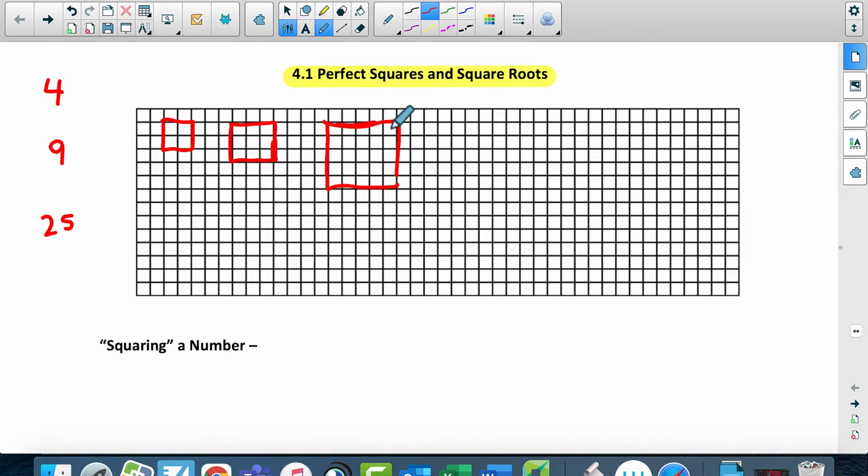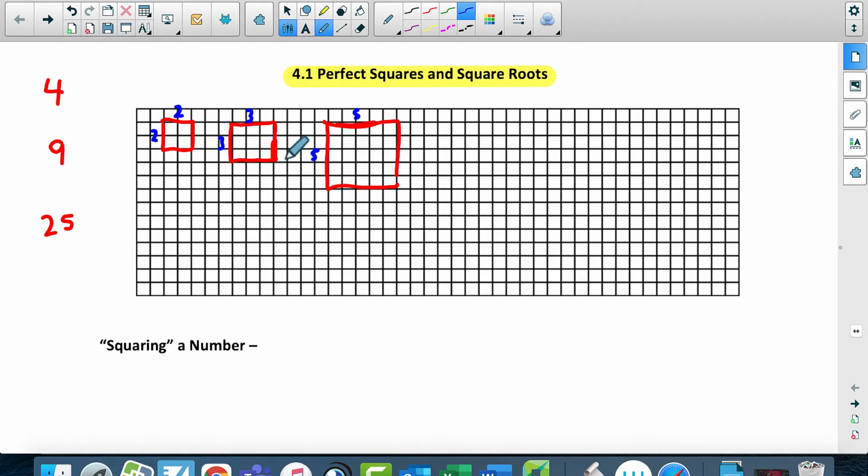1, 2, 3, 4, 5. And there's 1, 2, 3, 4, 5 this way. 5 times 5 is 25. Okay, look what we did. When we did 4, what was the square like? It was a 2 by 2, and 2 times 2 is 4. When we did 9, it was a 3 by 3, right? 1, 2, 3, 1, 2, 3. 3 times 3 is 9. And we did 25, it was a 5 this way and 5 this way. 5 times 5 is 25.